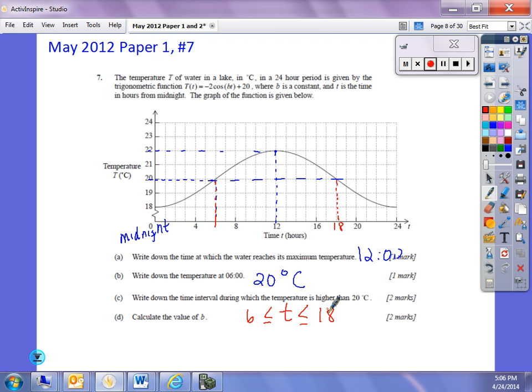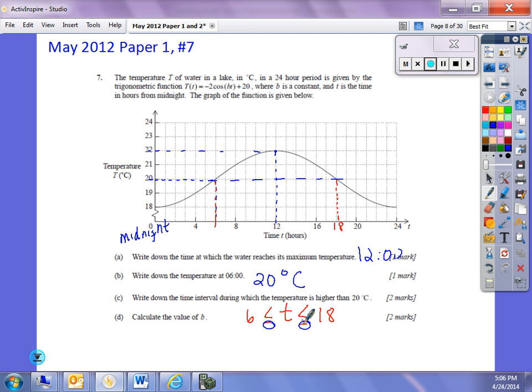Now, I did read in the mark scheme that they would accept either inclusive or exclusive intervals. It wouldn't matter if you had those equal signs there or not.